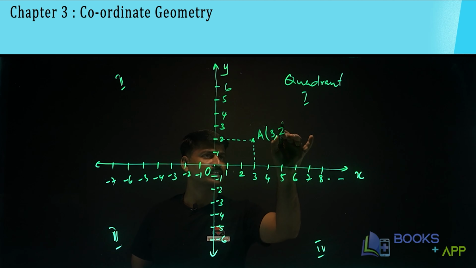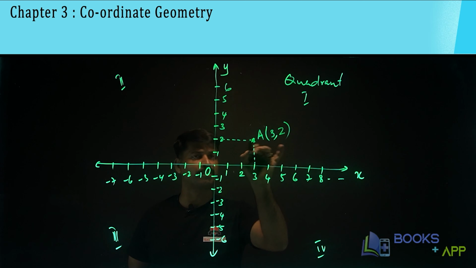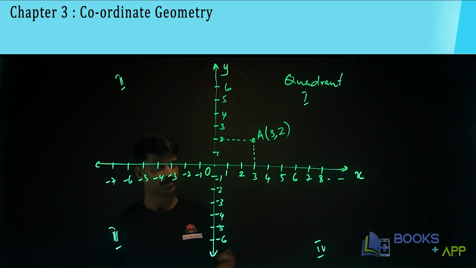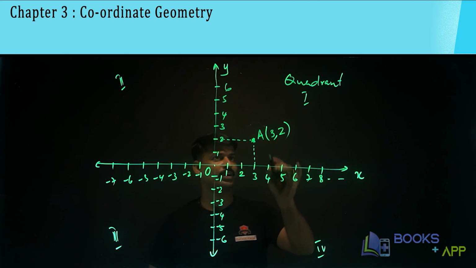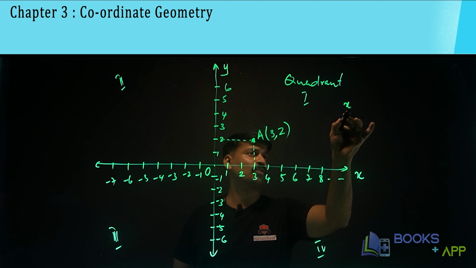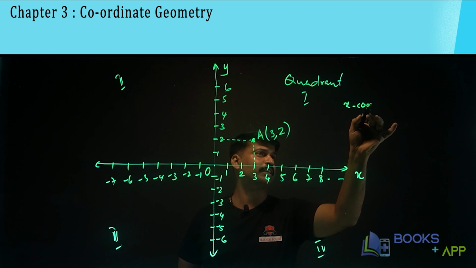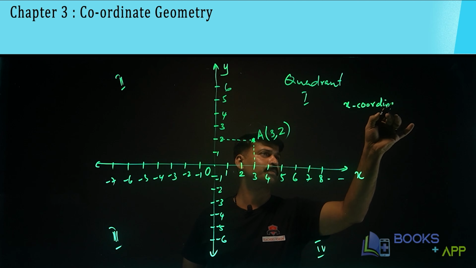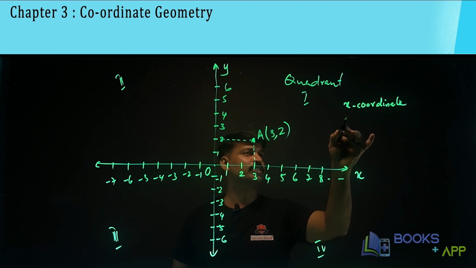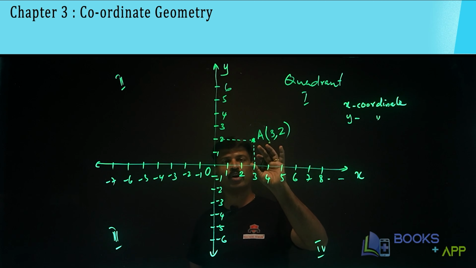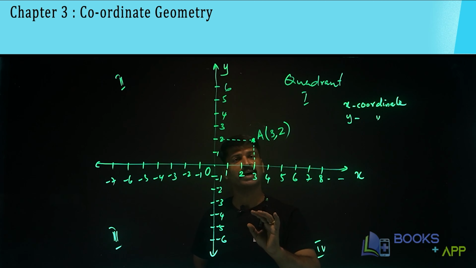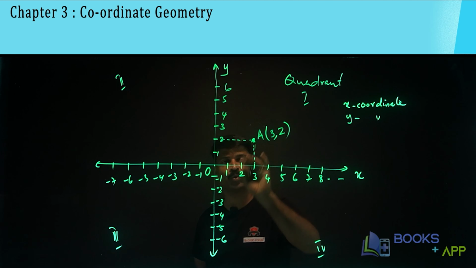So we say that the position of that fly at point A is (3, 2), where 3 is called the x-coordinate. What is 3 called? 3 is called the x-coordinate, and 2 is called the y-coordinate. So the position of an object is given by the x-coordinate and the y-coordinate.